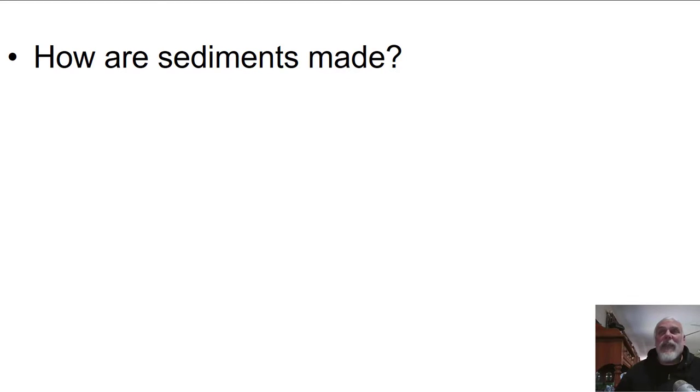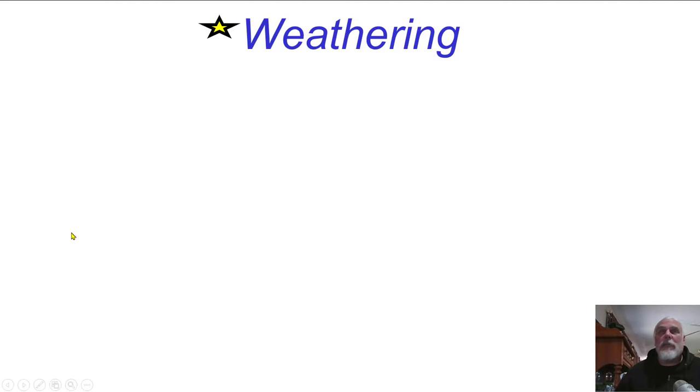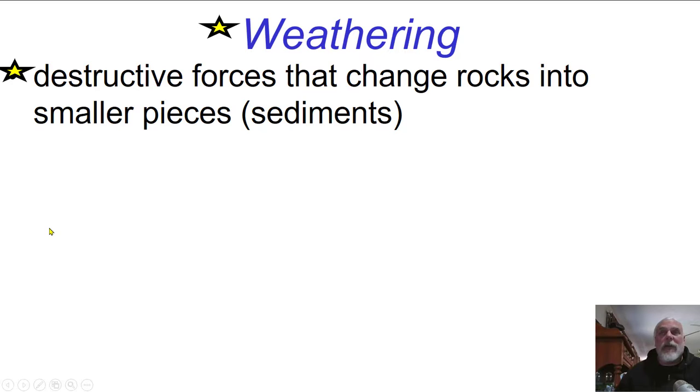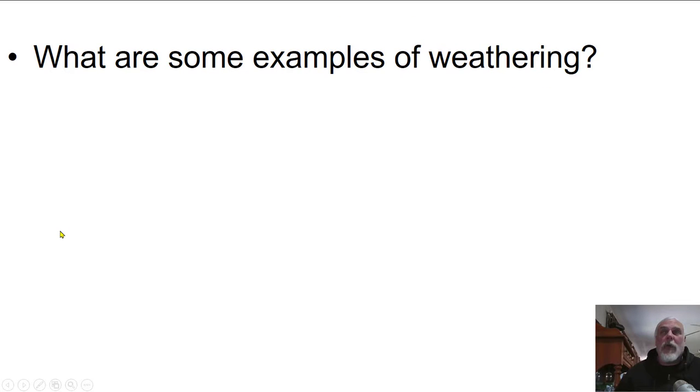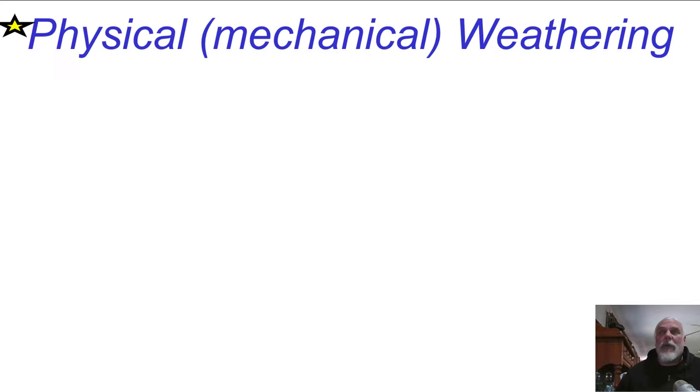How are sediments made? So these little pieces of rock, how are they made? Well, that process is known as weathering. And weathering is defined as destructive forces that change rocks into these smaller pieces, or these sediments. There's different kinds of weathering. Let's take a look at different examples of weathering.